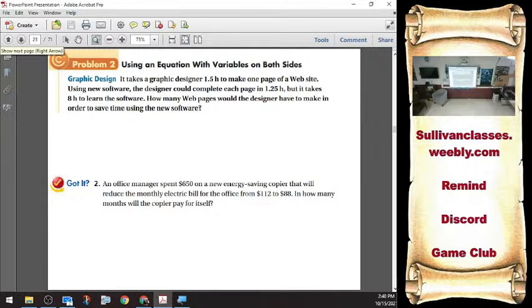But, it takes 8 hours to learn the software. That's not worth it. That's exactly the question. How many web pages would they have to make in order for it to be worth it? Meaning, when are those two going to be equal? An hour and a half for every page versus an hour and a quarter for every page. So it's faster, but it takes 8 hours to learn. Aren't you going to have to make a lot more web pages to finally catch up to this? But once you catch up to it, isn't this going faster?